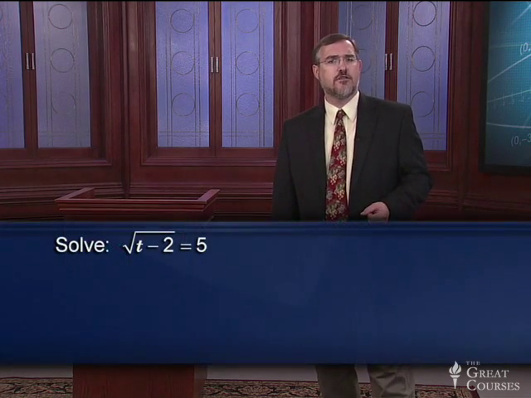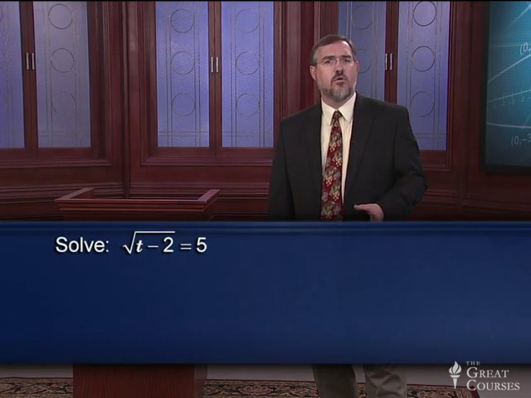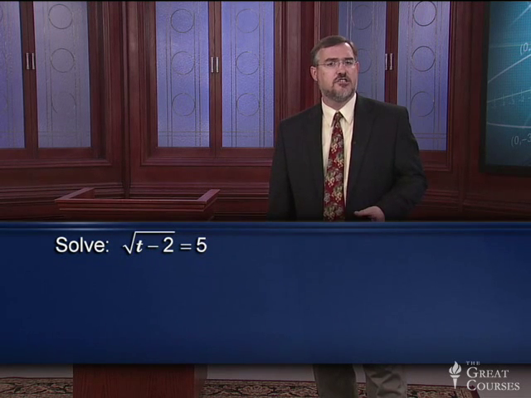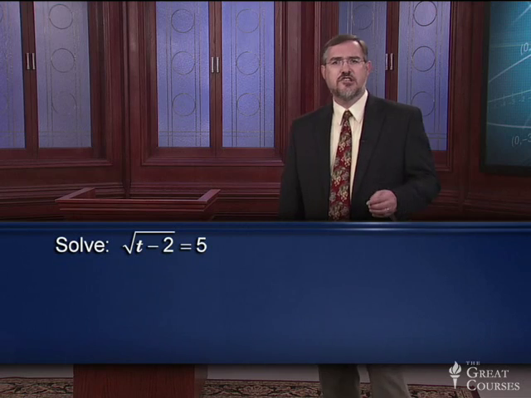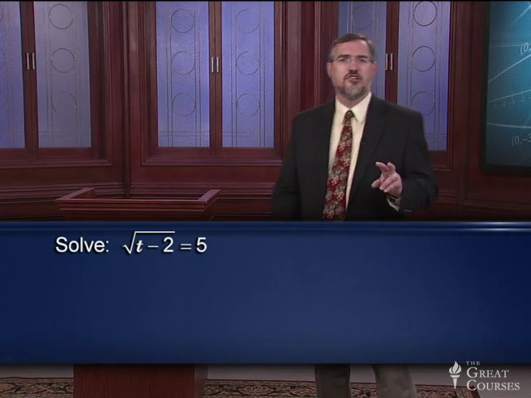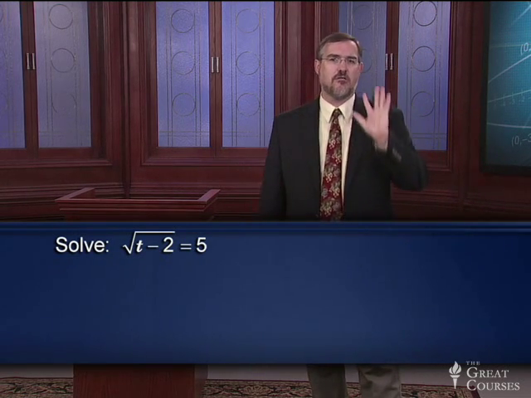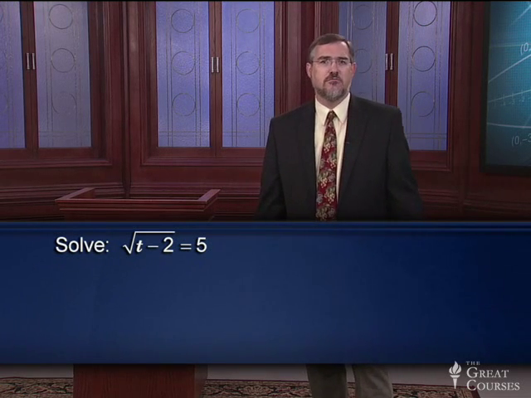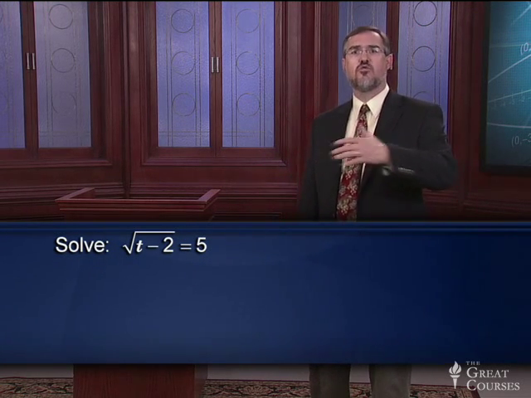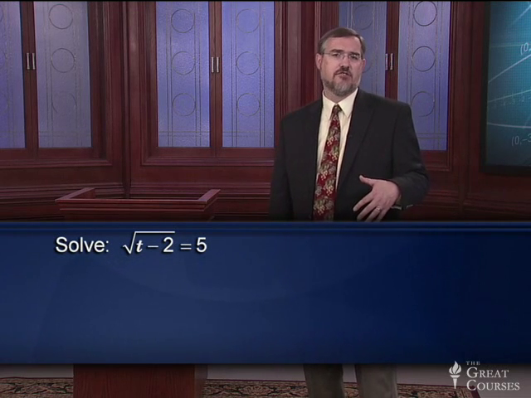Now, let's look at another quick example of solving a radical equation. And again, I'm going to suggest you try this one on your own first, and then we'll see how you did. Solve for the variable t in the equation square root of t minus 2 equals 5. Now notice in this problem that the square root is already isolated. It's already by itself on the left-hand side. And so really there's nothing more to do than just to square both sides of this equation.